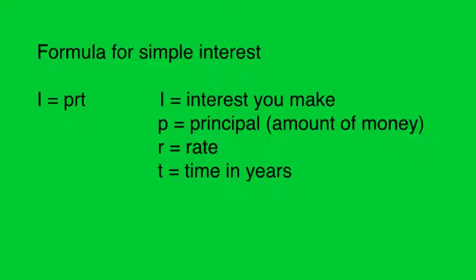Okay, so let's take a look at the formula that we use to find simple interest. The formula is I equals P times R times T. Interest, or I, is what you're going to make. The P stands for principal, which is the amount of money that you're going to put into an account. R is the rate or the percentage rate, such as 4% or 5%. And T is the time in years, how many years you're going to leave it in that account.